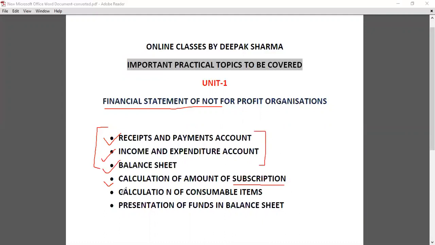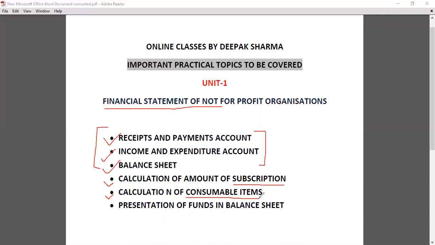Apart from this calculation, another type of calculation comes in the exam. This is calculation of consumable items. So what does calculation of consumable items include? Consumable items means those items which the organization uses frequently, and at the end of the year we need to calculate the exact amount of items that have been consumed by the organization, because while preparing the income and expenditure account we are not required to show the whole amount which has been purchased by the organization.